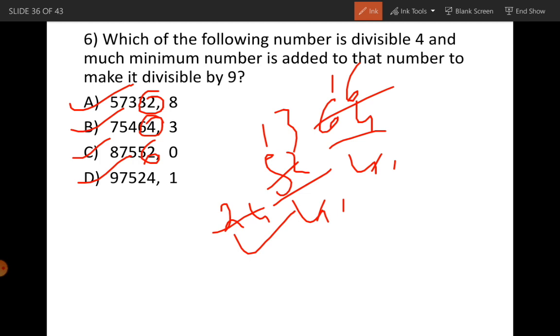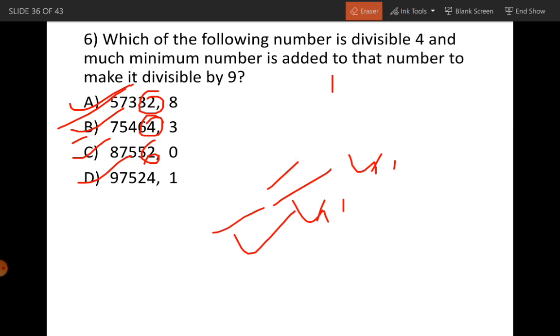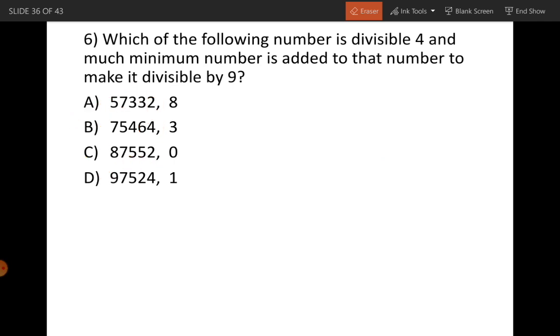The thing is, we have to check the divisibility rule of 9 for each of these, so that we can come to know how much number we have to add. Previously we did a question like this, but it is somewhat twisted. Here it is asked for both 4 and 9. To see whether a number is divisible by 9 or not, we'll see like this.